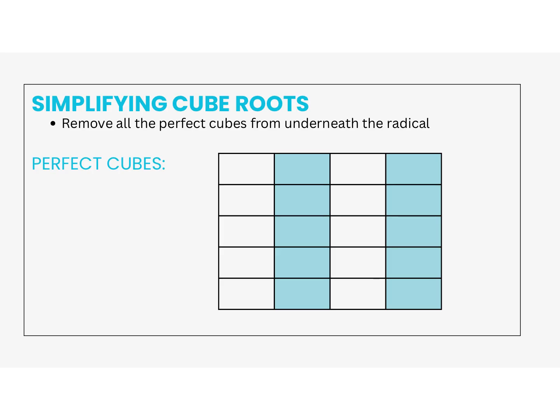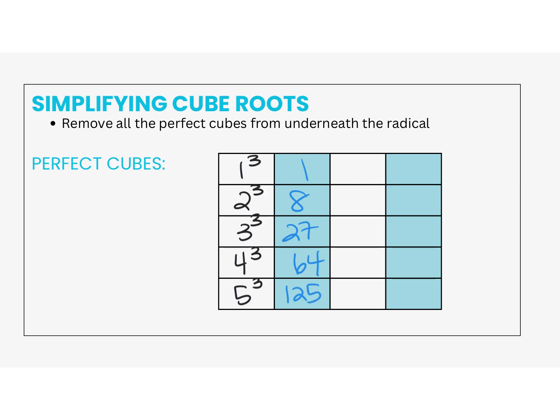I think we are all a little bit more familiar with the perfect squares than we are with the perfect cubes. So again, we're just going to review what those are. So 1 to the third power is 1. 2 to the third power is 8. 3 to the third power is 27. 4 to the third power is 64. 5 to the third power is 125.